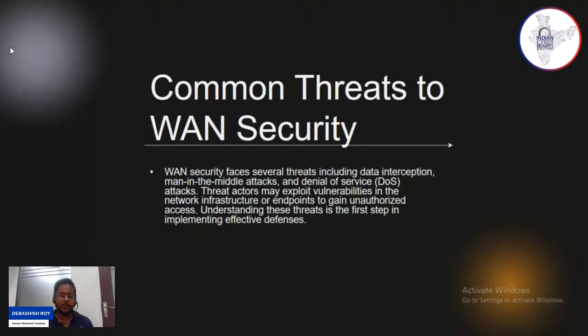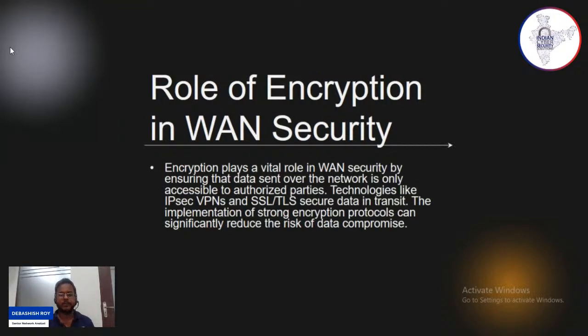So what are the common threats to WAN security? WAN security faces several threats, including data interception, man-in-the-middle attacks, and denial of service or DoS attacks. All these may exploit vulnerabilities in the network infrastructure or endpoints to gain unauthorized access. So you have to understand these threats in order to mitigate them.